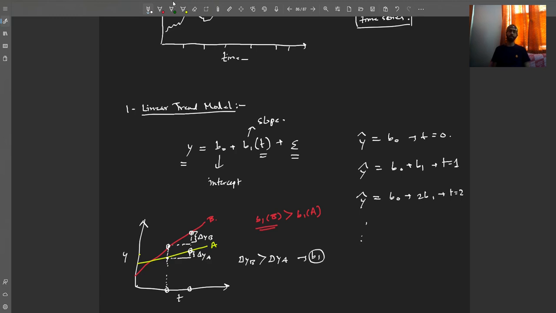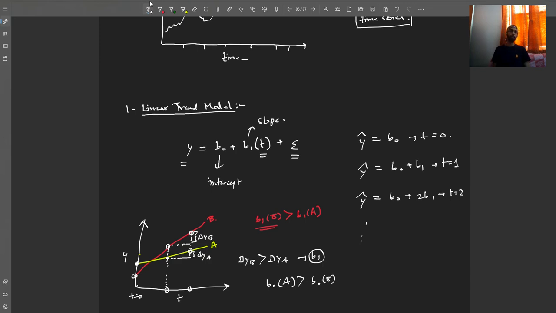Now what is the intercept, friends? You can see in line A, at t is equal to 0, the value of Y is here, right? For line B, at t is equal to 0, the value of Y is here. So the Y being predicted for line B at t is equal to 0 is less than the Y predicted for A at t is equal to 0, which means the intercept for A is greater than intercept for B.